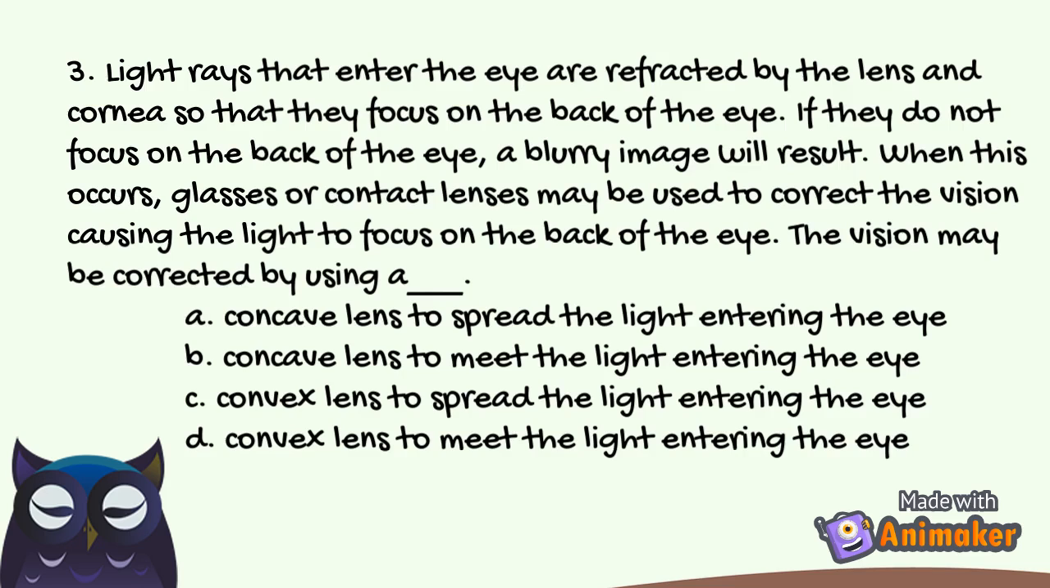Number 3. Light rays that enter the eye are refracted by the lens and cornea so that they focus on the back of the eye. If they do not focus on the back of the eye, a blurry image will result. When this occurs, glasses or contact lenses may be used to correct the vision, causing the light to focus on the back of the eye. The vision may be corrected by using A. Concave lens to spread the light entering the eye, B. Concave lens to meet the light entering the eye, C. Convex lens to spread the light entering the eye, or D. Convex lens to meet the light entering the eye.